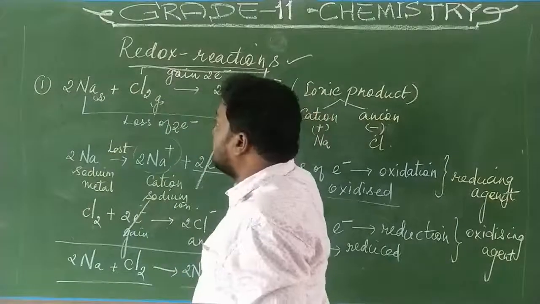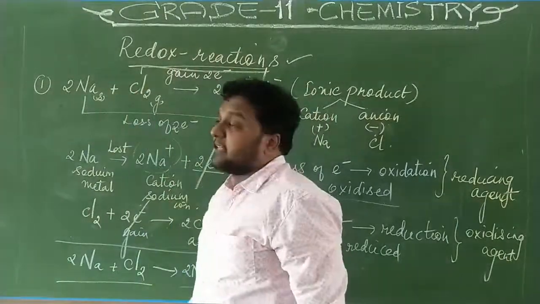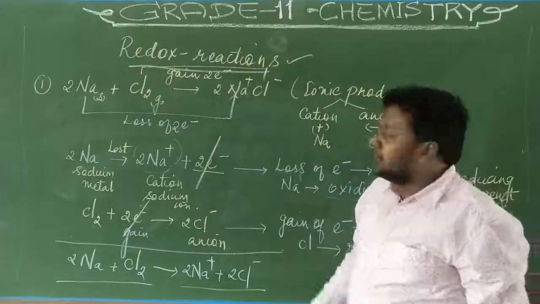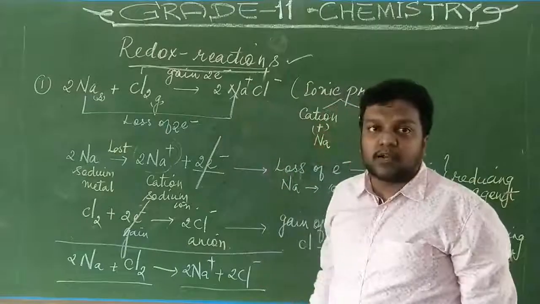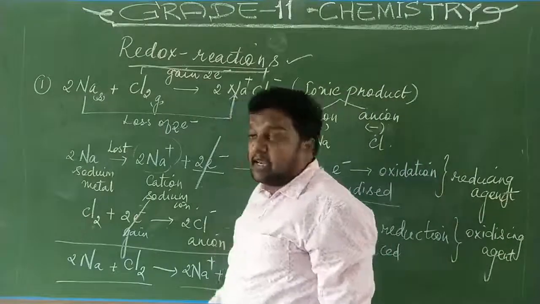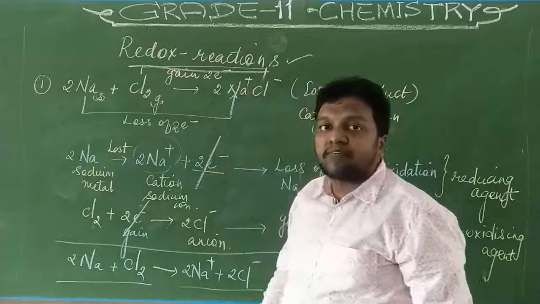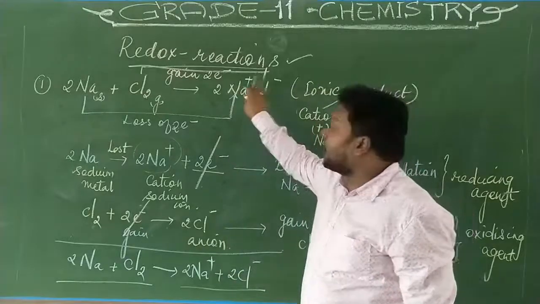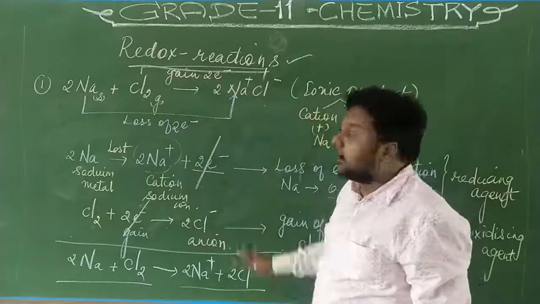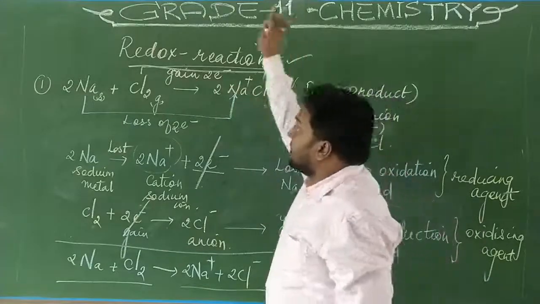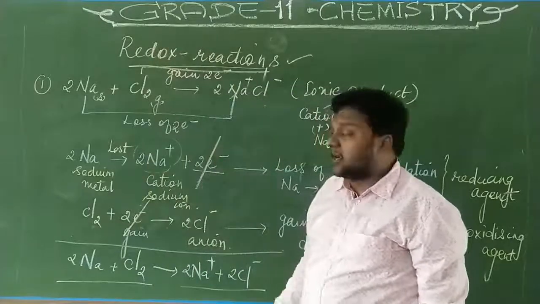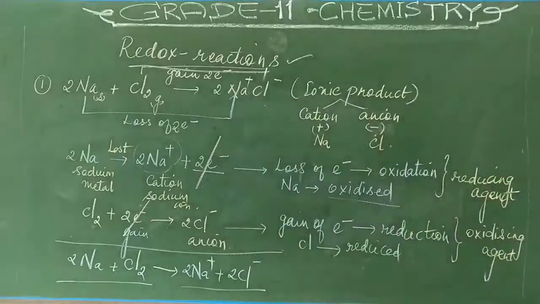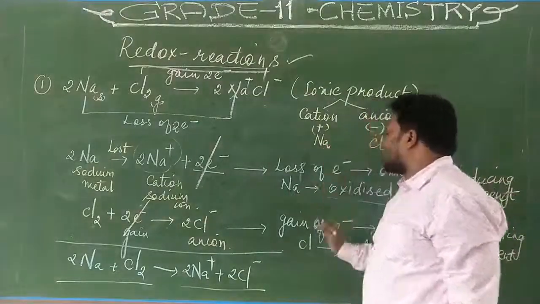In the exam, sometimes they will give you the reaction and ask you to find out whether this reaction is a redox reaction or not. When you see the product, you can come to know it is a redox reaction, because whenever an ionic product is formed on the product side, we can confirm that it is a redox reaction. Then for oxidation we have to write this step, and for reduction we have to write this step. Oxidation is the loss of electrons, reduction is the gain of electrons.